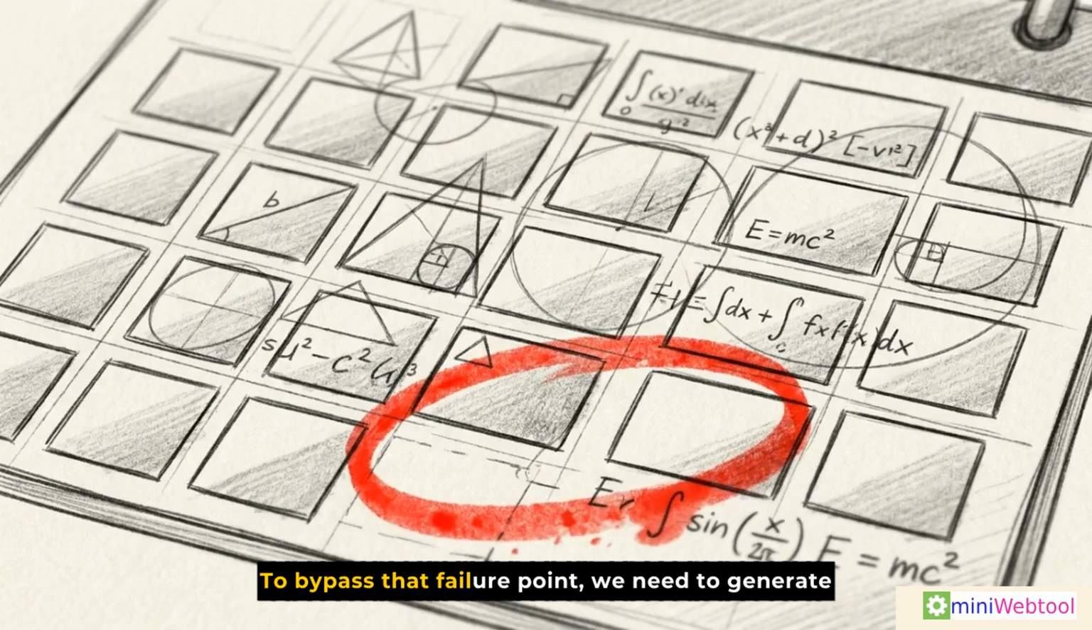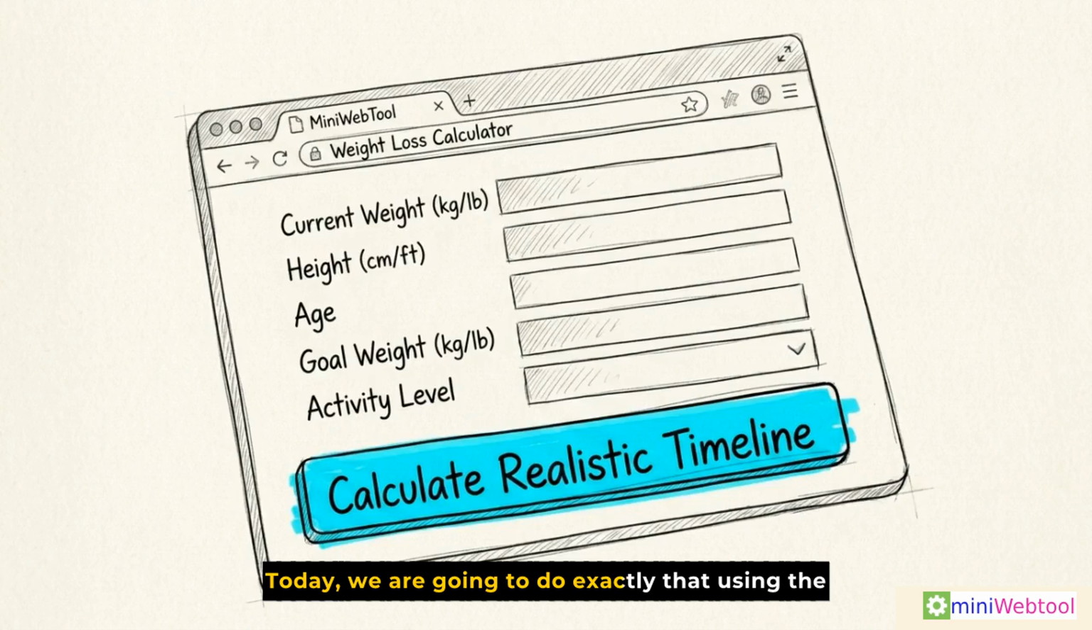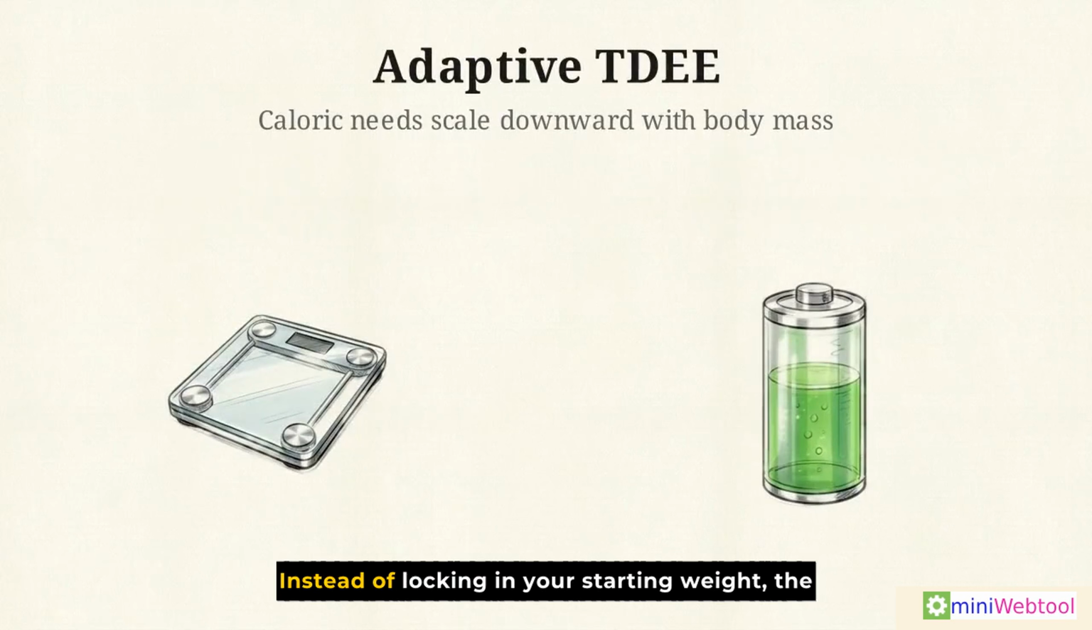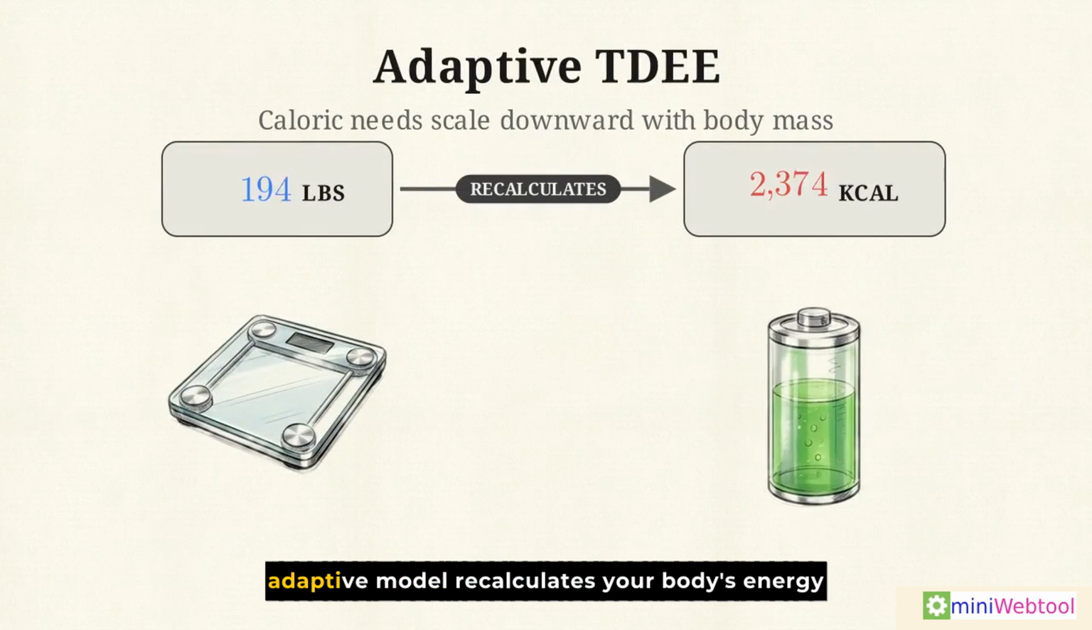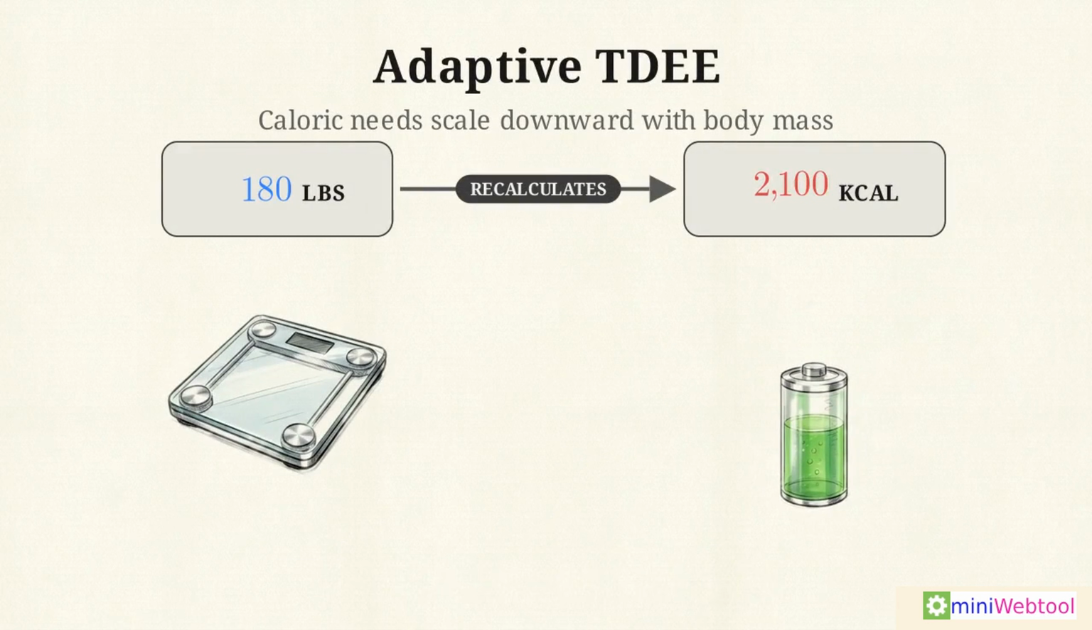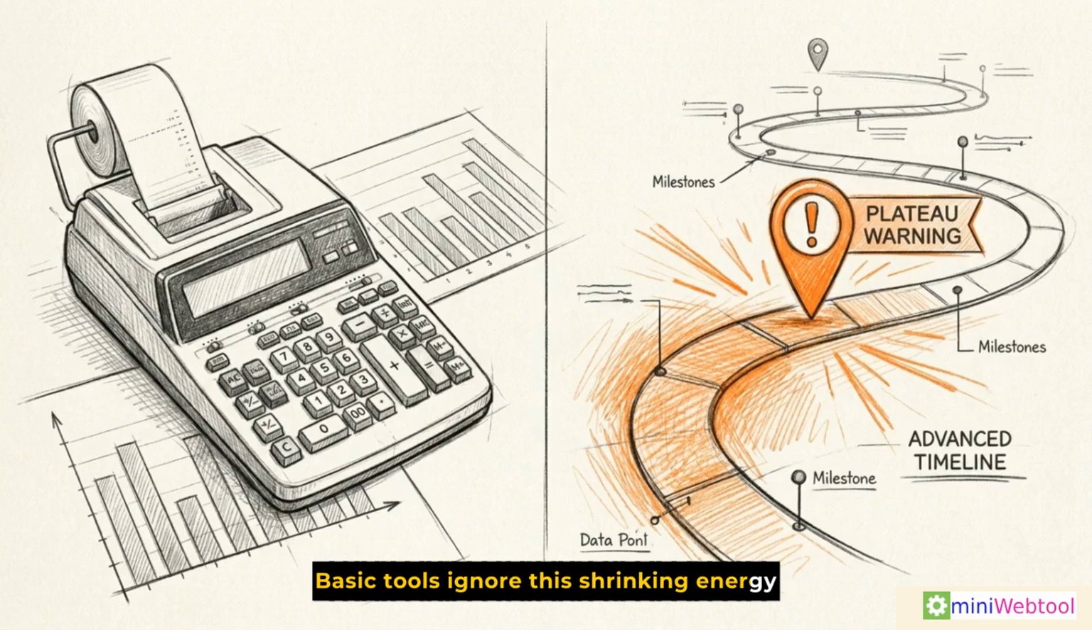To bypass that failure point, we need to generate a goal weight date based on realistic math. Today, we are going to do exactly that using the MiniWebTool Weight Loss Calculator. The calculator functions using adaptive TDEE, or total daily energy expenditure recalculation. Instead of locking in your starting weight, the adaptive model recalculates your body's energy needs for every single pound you lose. Basic tools ignore this shrinking energy requirement.